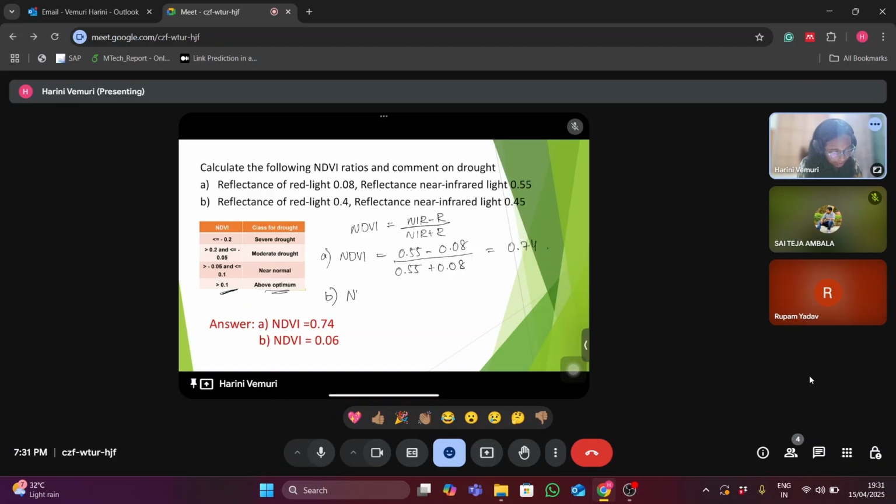Okay. Next one, NDVI is equal to 0.45 minus 0.4 by 0.45 plus 0.4. So the answer is 0.06. So 0.06 lies in this range, which means it is near normal. That means there is no severe drought occurring in the region. So here we have an optimal condition where we have sufficient water, more than sufficient water. Here we have normal rainfall occurring, so we don't have any drought.